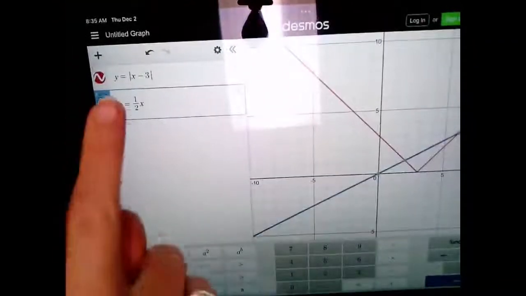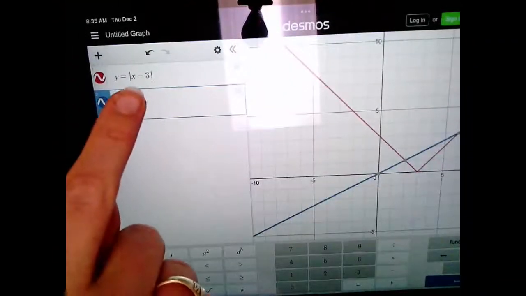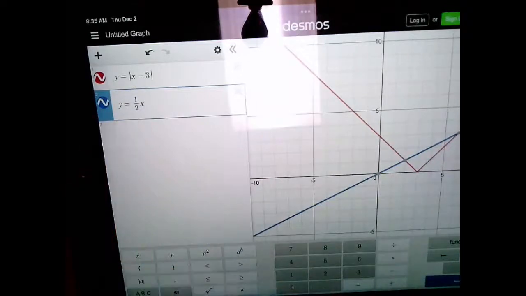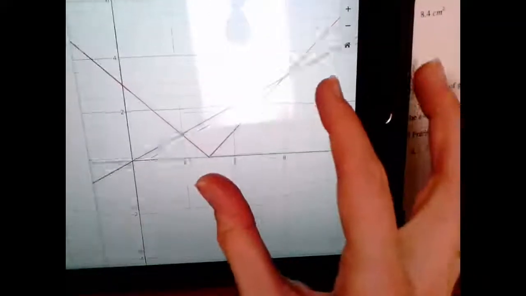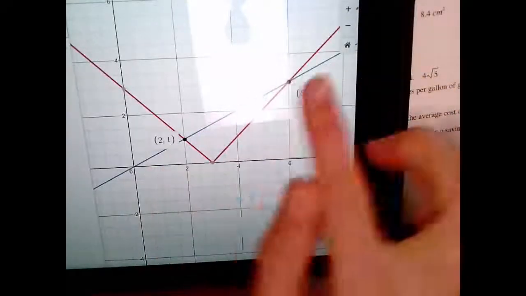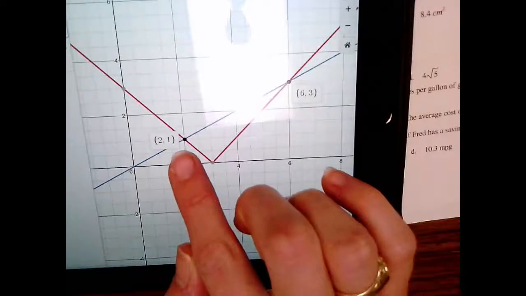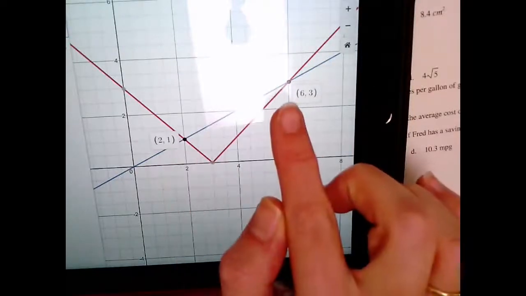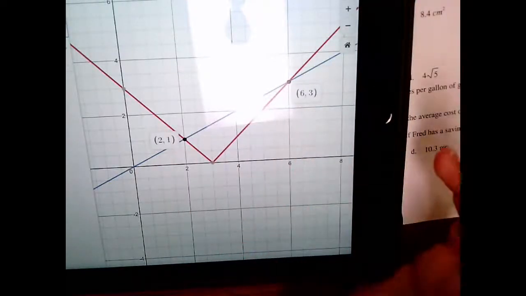So if you plug both of these into Desmos, you can see, I'm sorry guys, it's so hard with the projector, my red is y equals the absolute value of x minus 3, and the blue is y equals 1/2 x. So anyway, you end up with this picture, and it's asking what is the distance between the two points of intersection. So it's asking what's this length here between the two intersection points of (2, 1) and (6, 3). What's that distance?